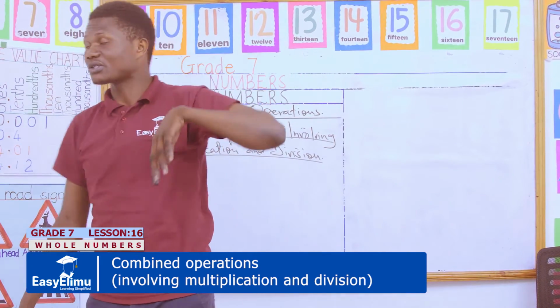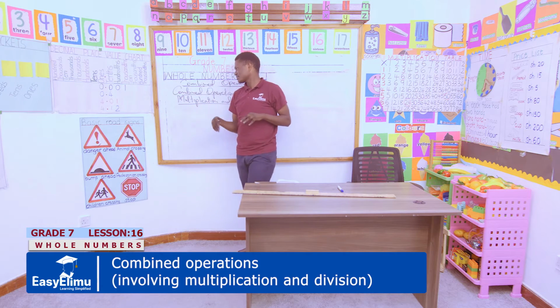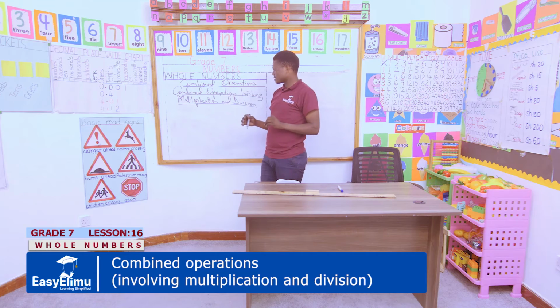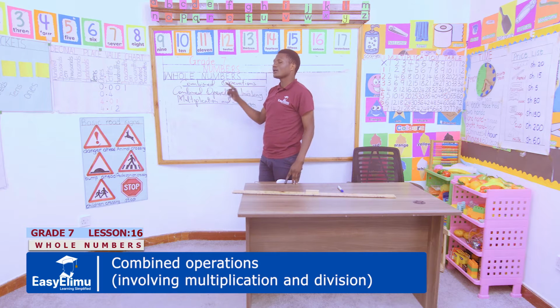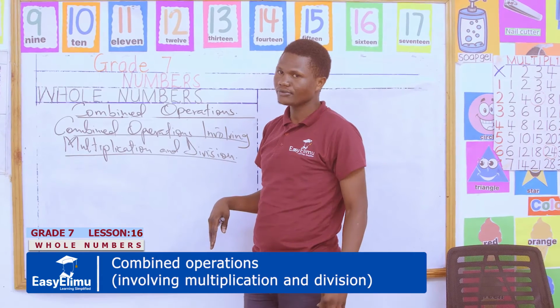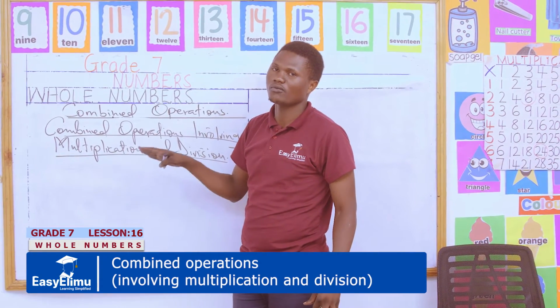So we are still continuing with our whole number, which is the main strand. Under it, we are discussing combined operations. In our last session, we discussed combined operation involving addition and subtraction. That is actually combined operation 1. The second combined operation involves multiplication and division. Once again, here we still need to appreciate the concept of BODMAS.